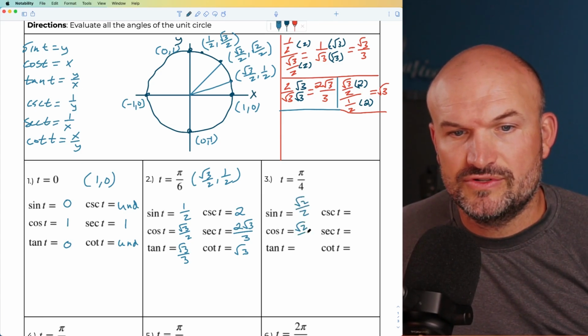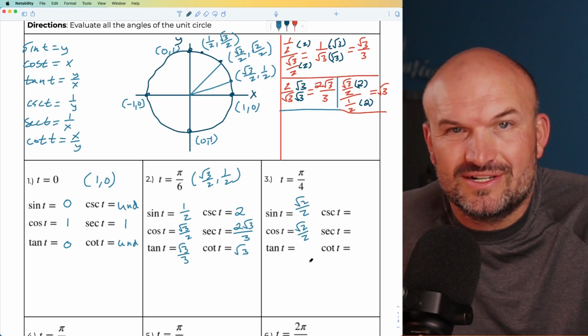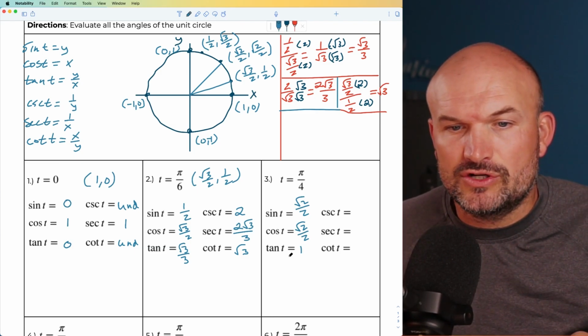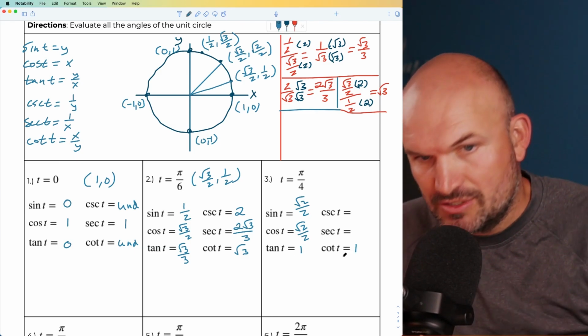Cosine is going to be the x-coordinate, square root of 2 over 2. And tangent is y over x. Well, again, guys, they're exactly the same, right? Anything divided by itself is just going to be a 1. And guess what? That's the same thing for cotangent, right? It doesn't matter if it's y over x or x over y.